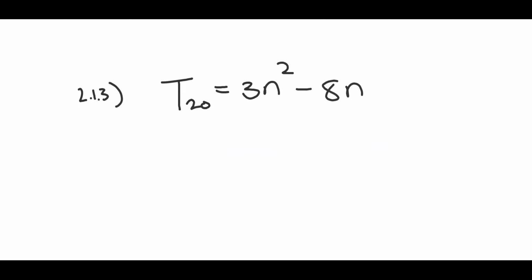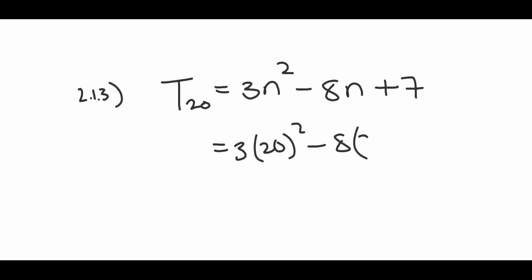Okay, the next question, I remember it now. The next question is for us to work out the 20th term. So determine T20. We can do that by simply substituting n with 20. So we're going to say 3 times 20 squared minus 8 times 20 plus 7. Please use your calculators and help us find the answer to this.